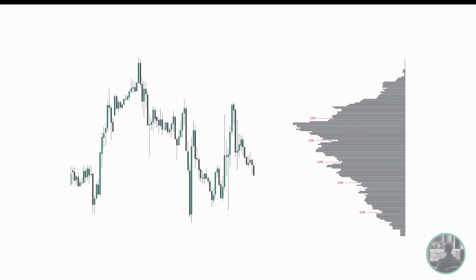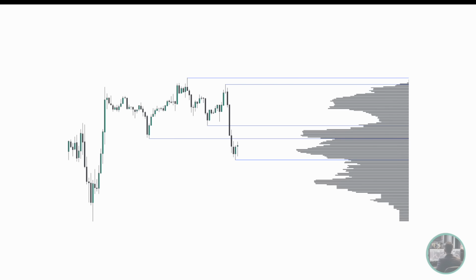If you've ever wondered why wicks form on your chart, this is exactly why. The price shoots into a low volume area, finds no interest, no orders, and snaps right back to where the volume actually is. That's all a wick is. The price poking into empty space and getting rejected because there's nothing there to sustain it. Once that liquidity dries up, the price has to move. It has no choice. It needs more fuel, so it makes a major move to the next high volume node where more orders are waiting.